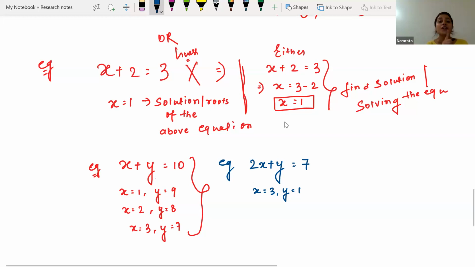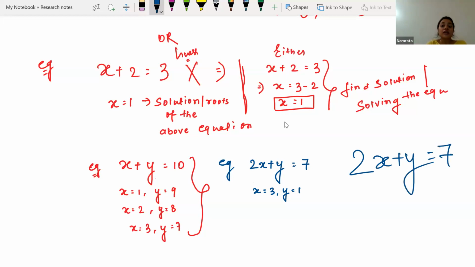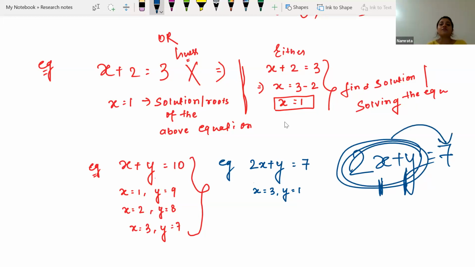So what is the meaning of solution? Which will satisfy the equation, which will make the equation true. If after putting these values of x and y in the above equation, you end up getting 10, 20, 30, 40, then we are wrong. Because what the equation says is 2x plus y is equal to 7. Take any x and any y so that after doing the whole calculation, we end up getting 7.